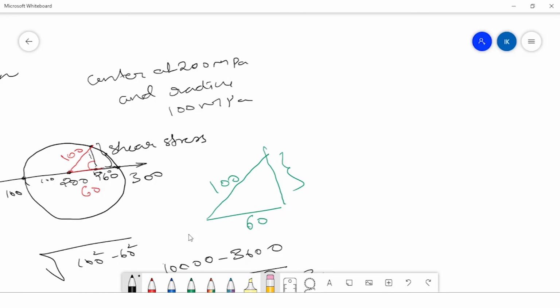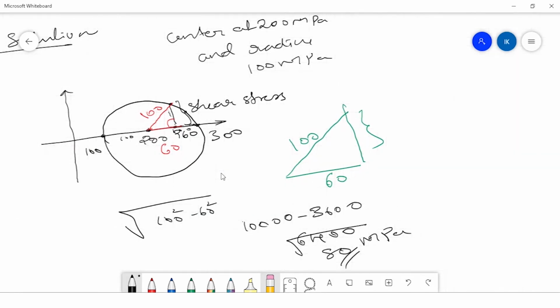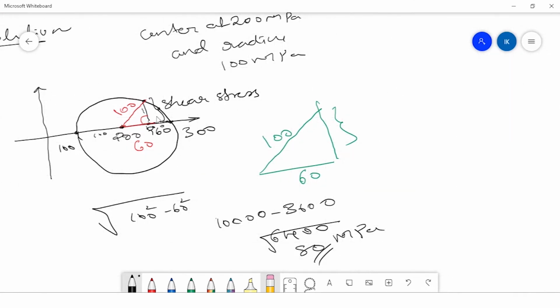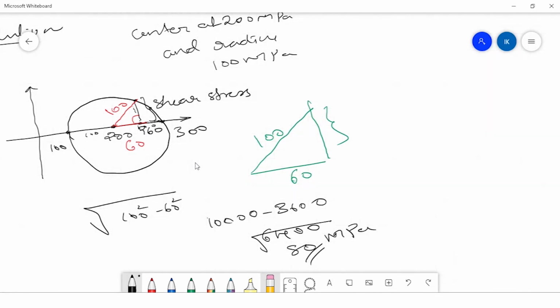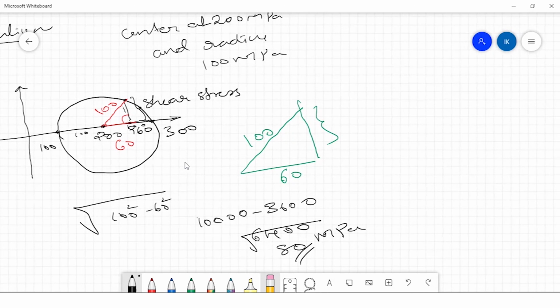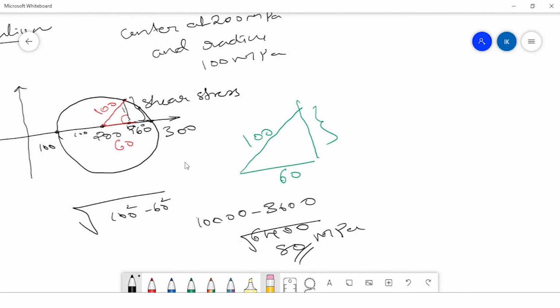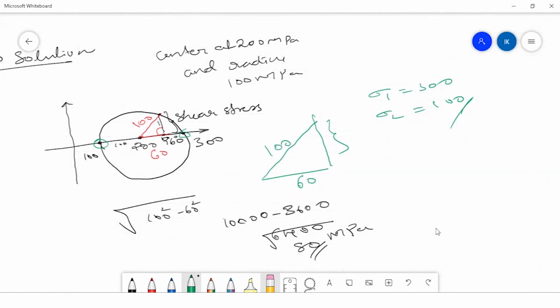The Mohr circle is a very important concept. With this, you can find the shear stress or normal stress, and even the principal stresses. So, in this case, what will be the principal stresses? Principal stresses are the stresses at which there is no shear stress, right? So 300 and 100 are the principal stresses. That is, sigma 1 is equal to 300 and sigma 2 is equal to 100. Therefore, the answer to this question is 80 MPa.